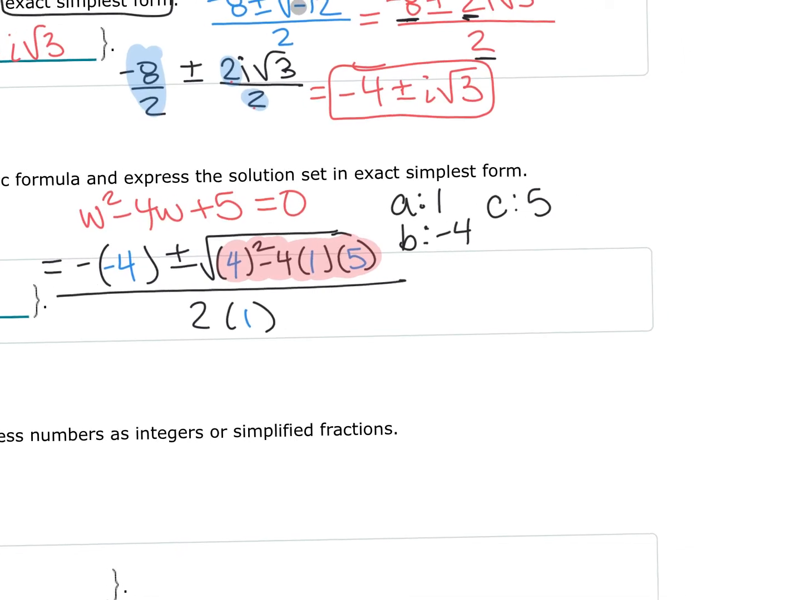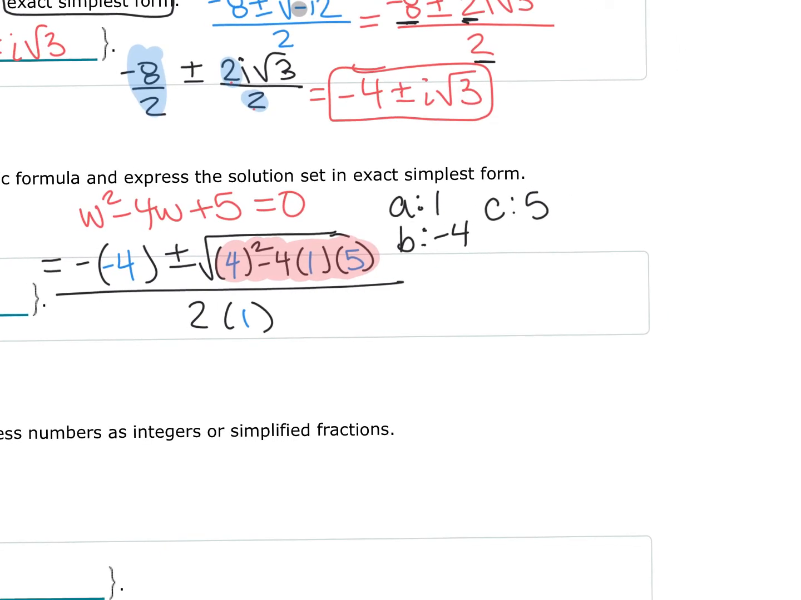So I'm running out of room, so I'm going to go a little bit to the right here. All right, so I'm going to clean up this negative over here. It's going to become a positive 4. So anytime your b is a negative, once you plug it into the quadratic formula, it makes sense that that front leading term is going to turn positive, because of the double negative. All right, so 4 plus or minus the square root of negative 4 all over 2.